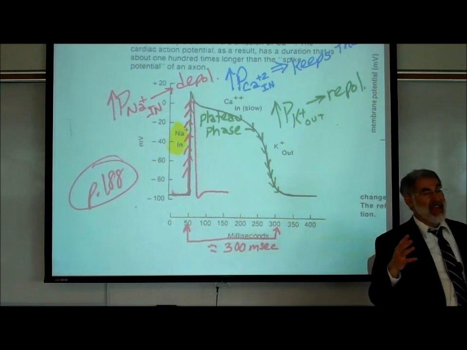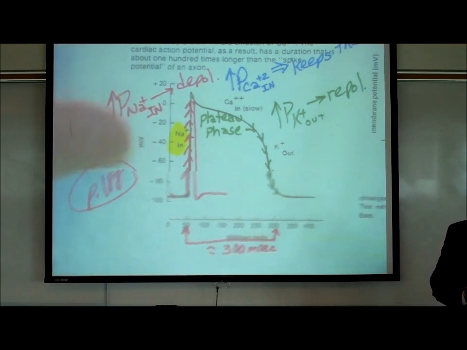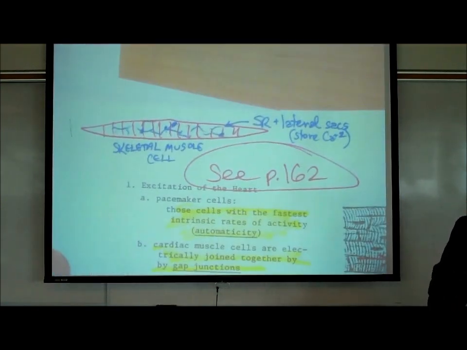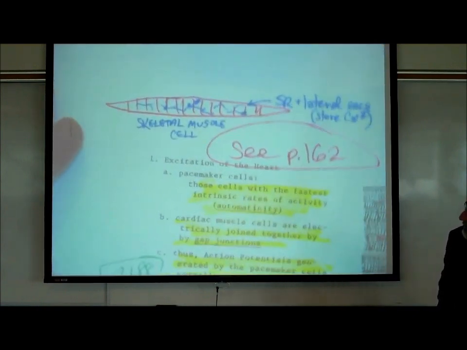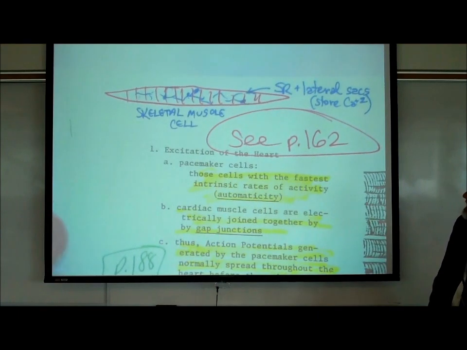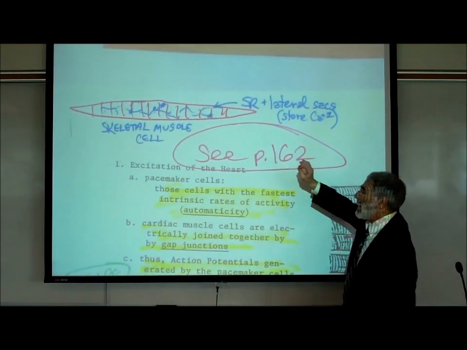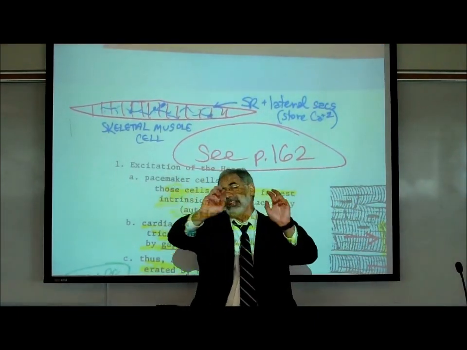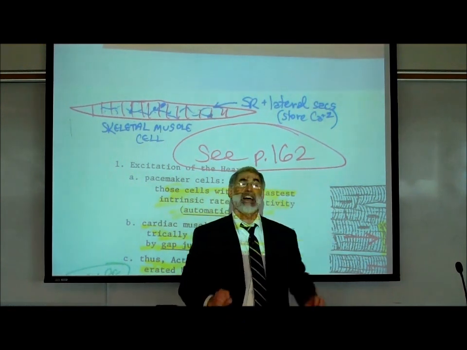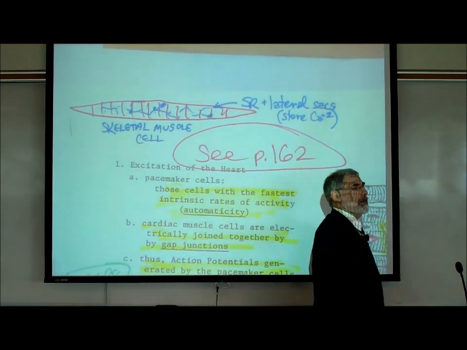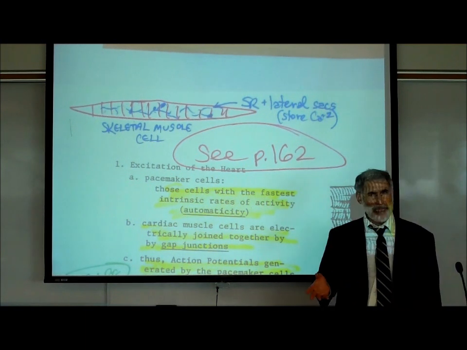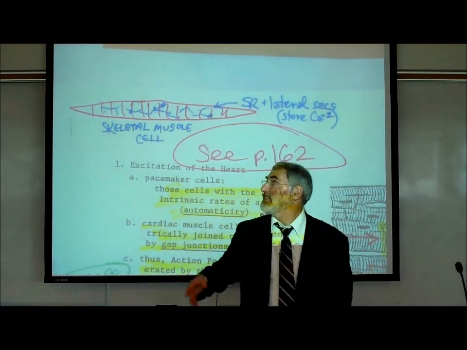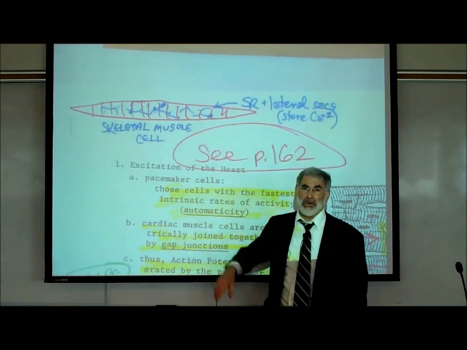Now, at the top of the page, I reminded you that you all learned in anatomy that in skeletal muscle cells, calcium ions are actually stored in these little sacs inside the skeletal muscle cell called lateral sacs or terminal cisterns. Anybody remember that? They are associated with the SR, the sarcoplasmic reticulum.